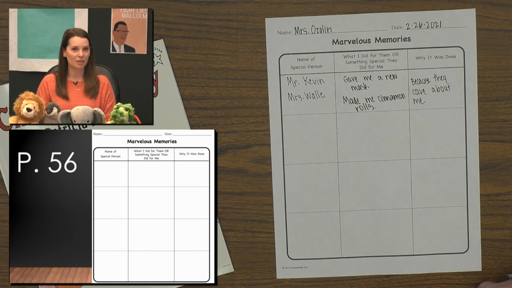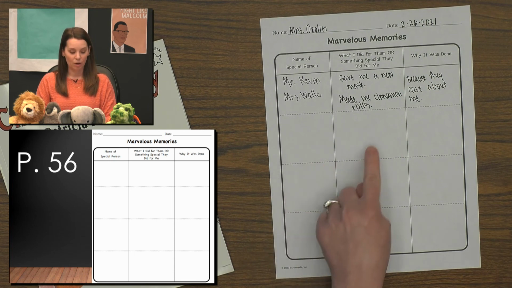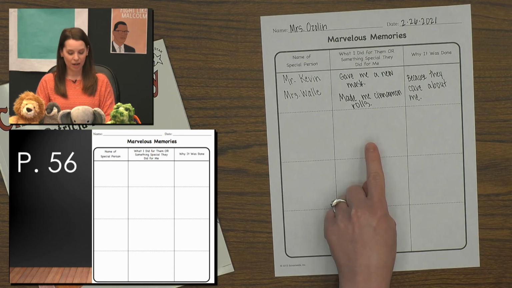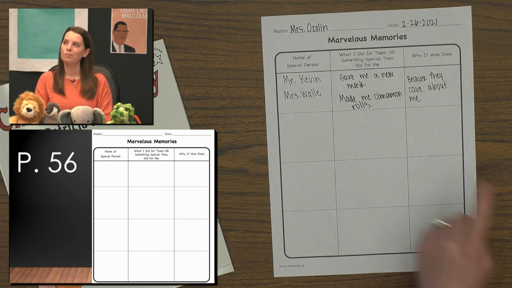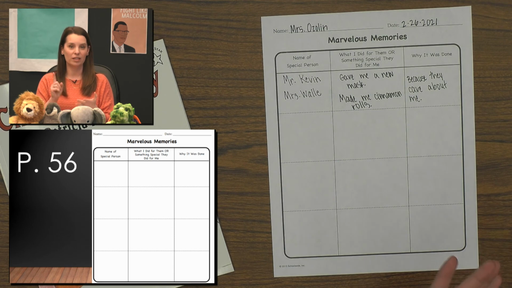Now I want you to take some think time and think about who is a special person in your life. What have they done for you, or what have you done for them? And why was that done? Take some think time. Now, go ahead and jot down who your special person is, what they did or what you did, and why they did it.